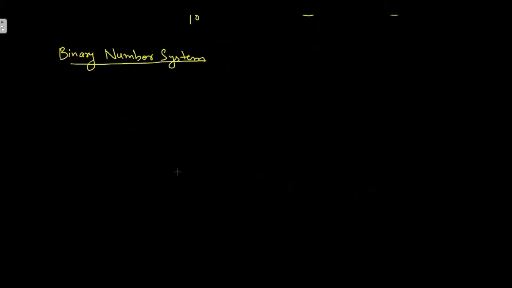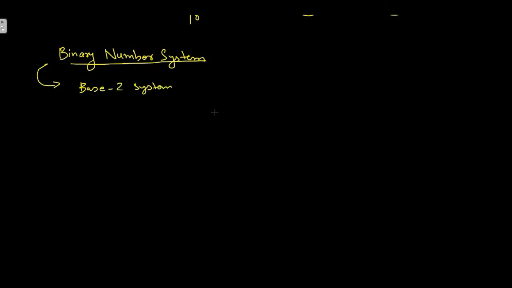Next is called binary number system. In binary number system we consider base as 2. So we know that the decimal system with its 10 digits is a base 10 system. In decimal system we take base 10. Similarly, binary number system has a base 2 system.